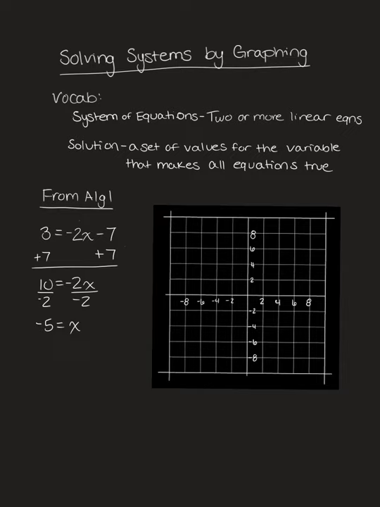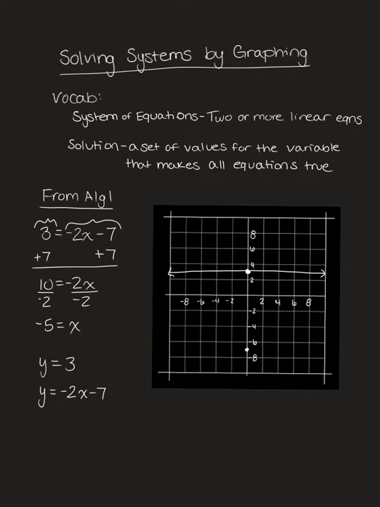Graphically, I want to show you what this means. We can take each side of the equal sign, so we can take the left side and the right side and make them each an equation. So I can have y equals 3, and I can have y equals negative 2x minus 7. If I graph those two equations, y equals 3 is a horizontal line, and then y equals negative 2x minus 7.